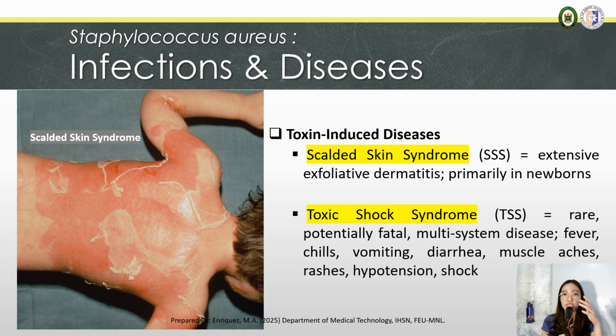The toxin responsible is the pyrogenic toxin TSST-1, which is capable of triggering the release of excessive amounts of cytokines, which again, cytokines are compounds that are supposed to help us fight infections, di ba po? But again, that's good in moderate amounts. So in excessive amounts, cytokines could also cause more damage or harm to multi-organ systems.